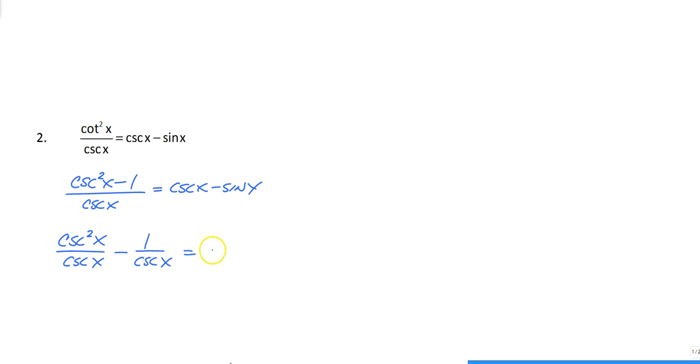And you can see it's only going to be one more step before we have cosecant x minus sine x, because we have 2 cosecants on top, 1 cosecant on the bottom. So that's going to cancel that, and you're going to have cosecant x minus, and we know that cosecant is a reciprocal of sine, so we have sine x, and we're done.